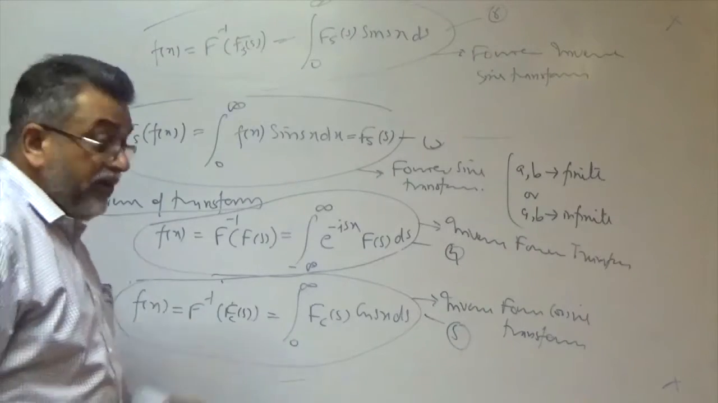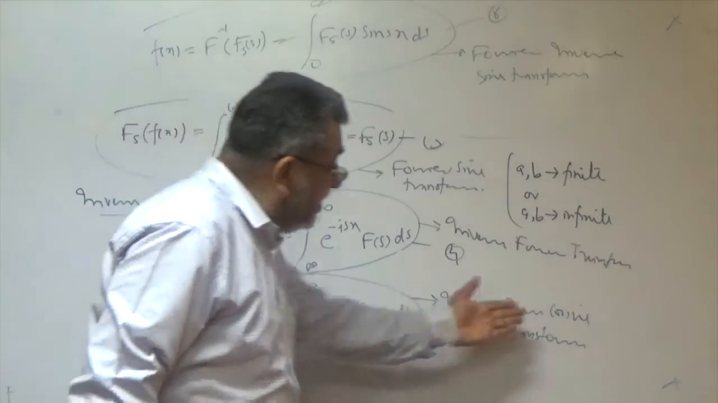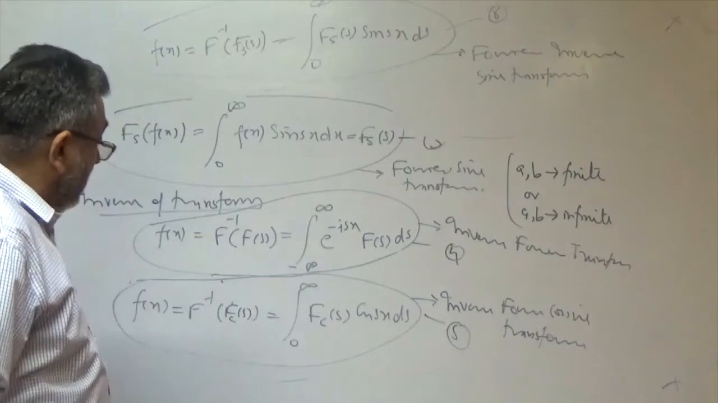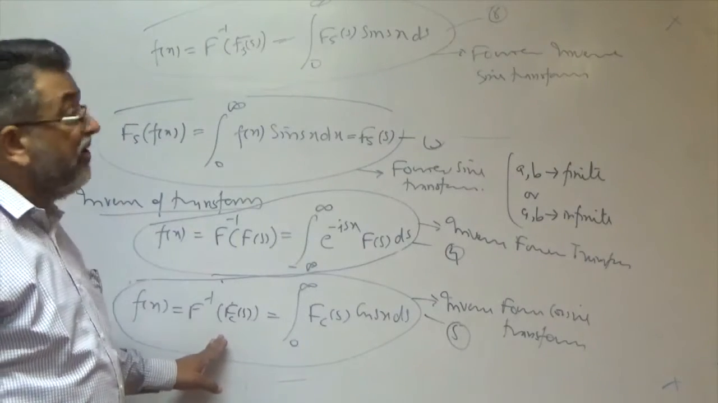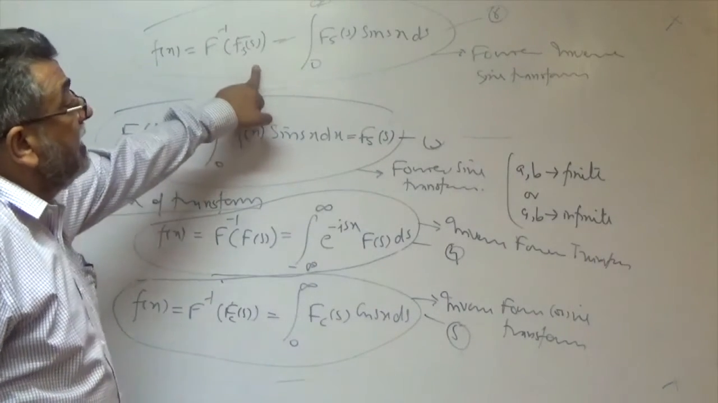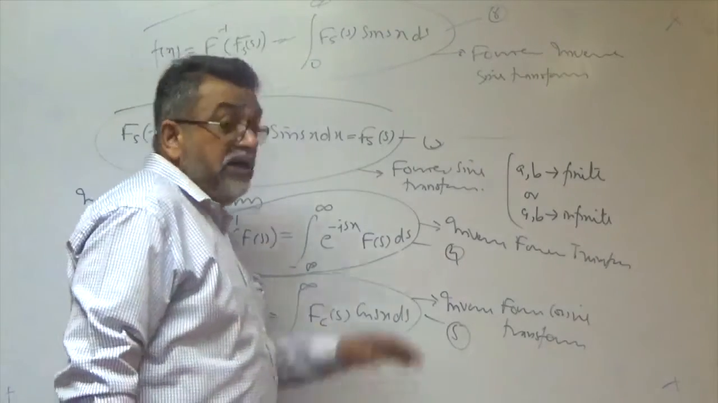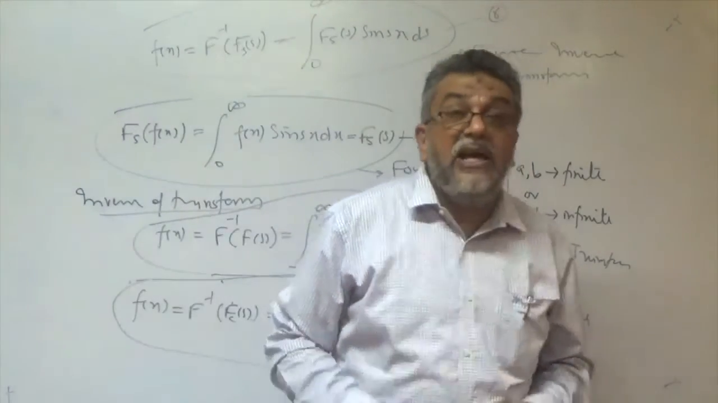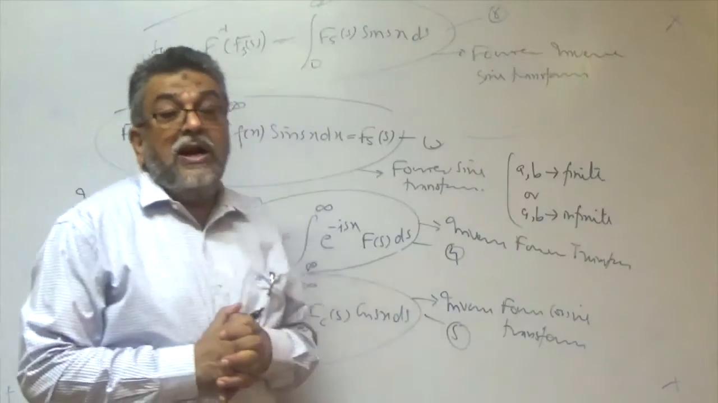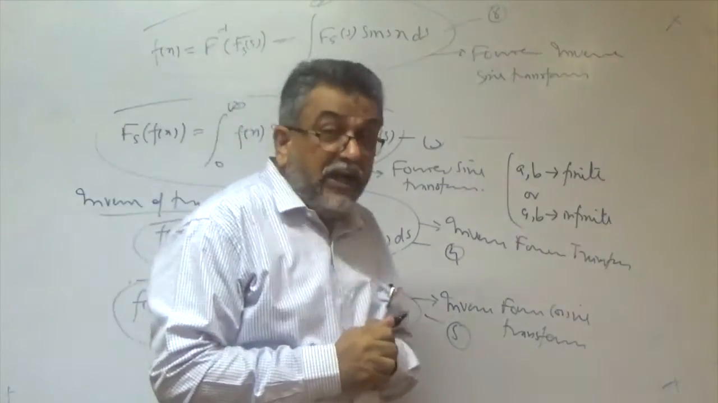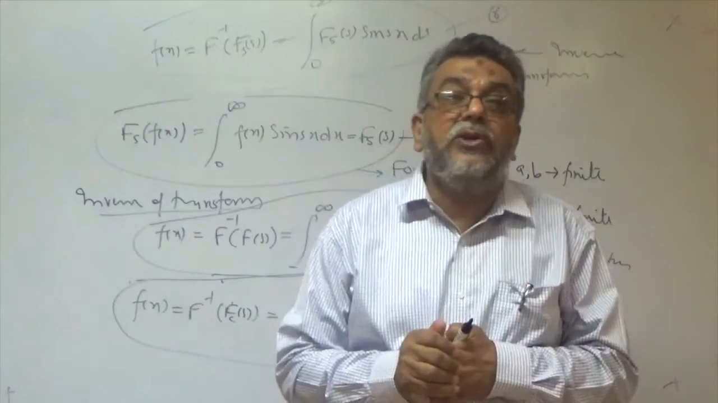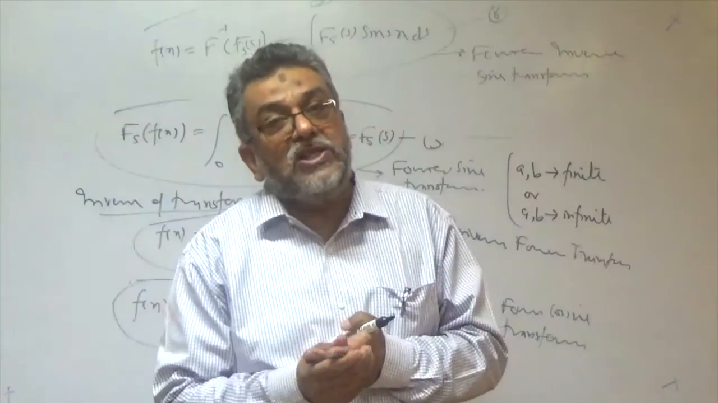Similarly, for the real part, we get the inverse Fourier cosine transform by formula number 5, and for the imaginary part, that is the inverse Fourier sine transform, that is formula 6. These are the six basic formulae. Now, further in this chapter, we will discuss the properties of these various transforms.